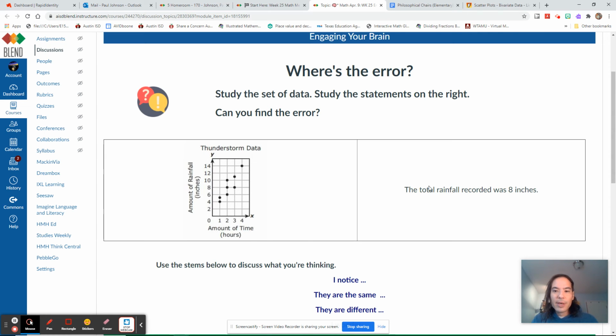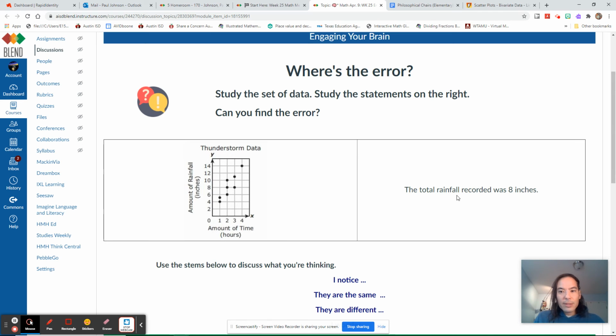Also, they are the same because we are talking about rainfall recorded, and this is tracking the amount of rainfall, right? They're the same because they're talking about inches, and our measurement over here is inches, all right? So there's a bunch of different things that we can say are the same.